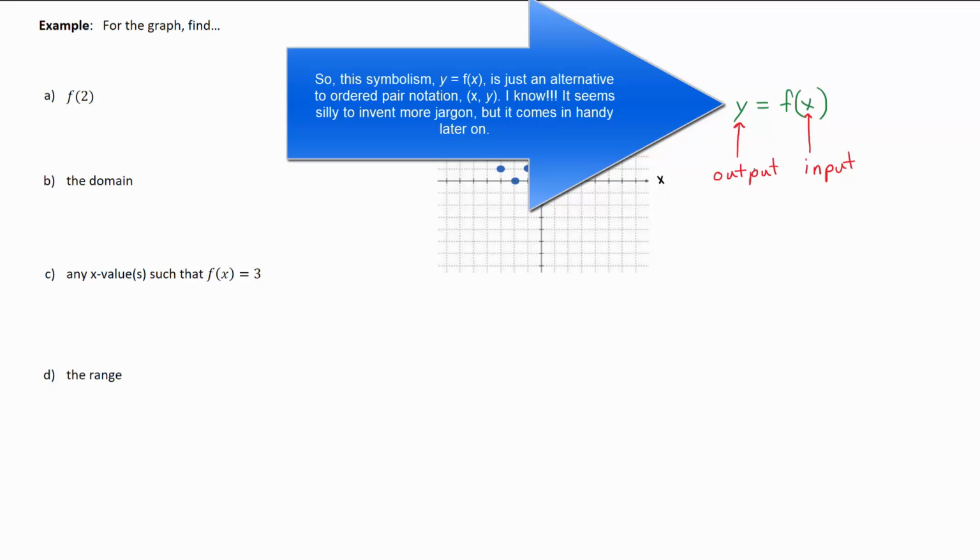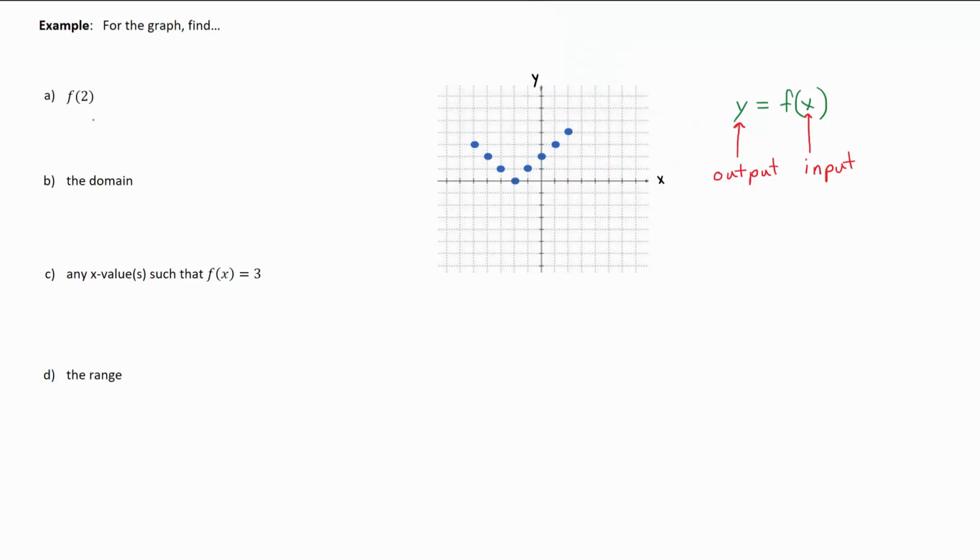So if we want to find f of 2, we want to think about, okay, 2, that's where the x was over here, right? 2 has got to be the input. What's the corresponding output? Well, that's going to be the second coordinate of any ordered pair with a first coordinate of 2. If it's a function, there's only going to be one ordered pair with a first coordinate of 2.